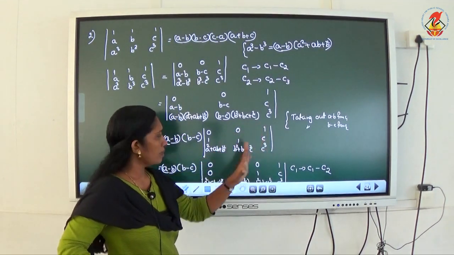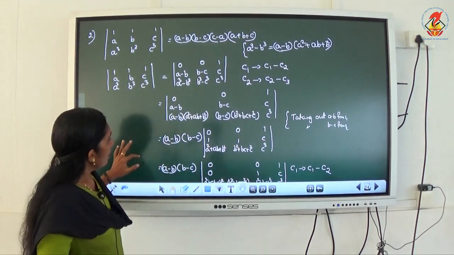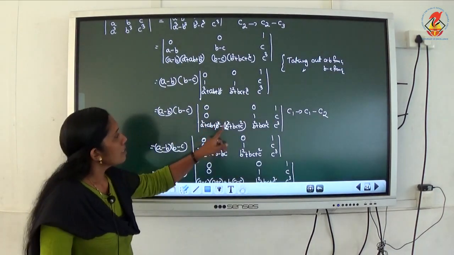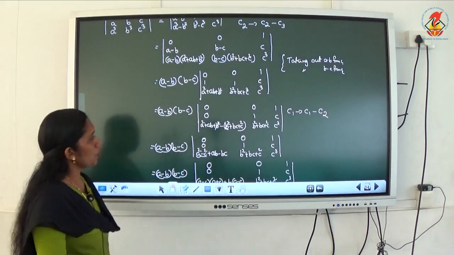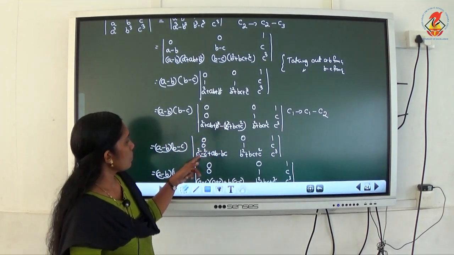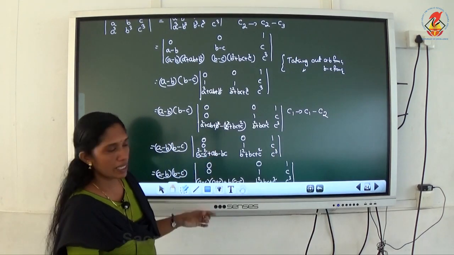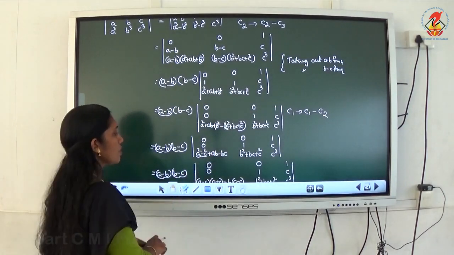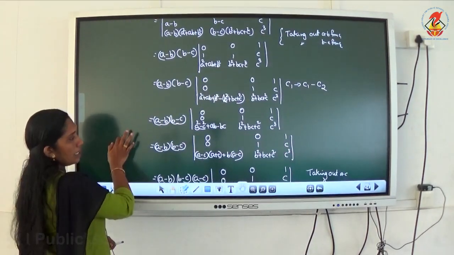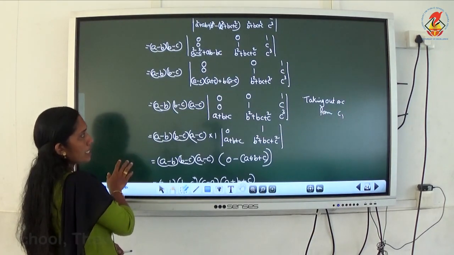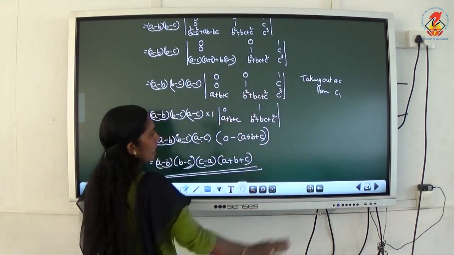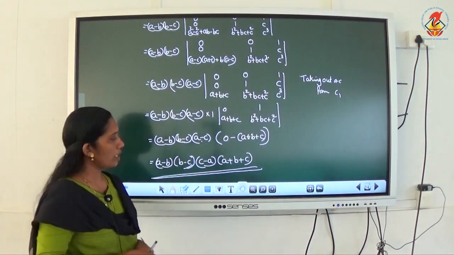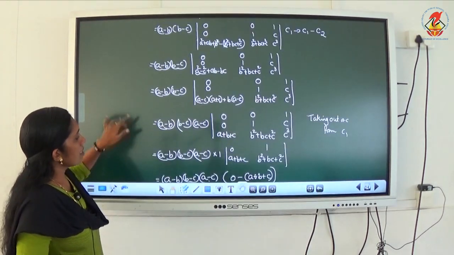Then you can expand, no problem, at least two operations you have to do. It is a little bit difficult, that's why I did the next step: C1 implies C1 minus C2. So B square cancels, then A square minus C square and AB minus BC. This again we can factorize: A plus C into A minus C, B taken outside. Then from C1, A minus C outside, then expanding. Here there is a negative sign, so you have to write in reverse order.